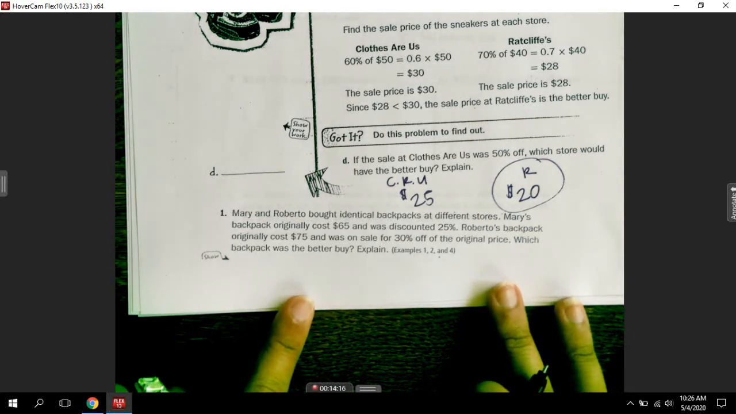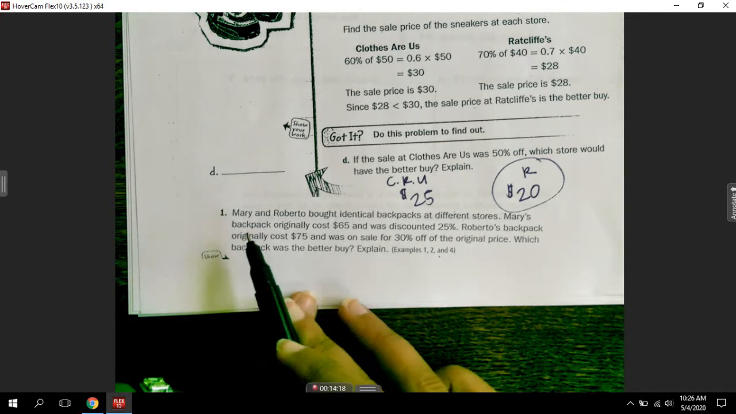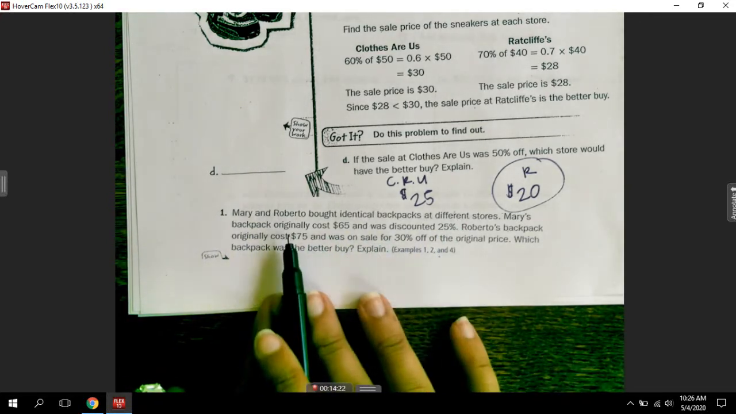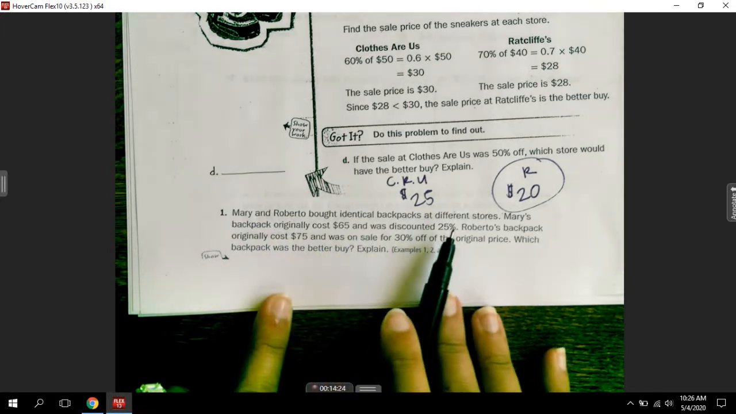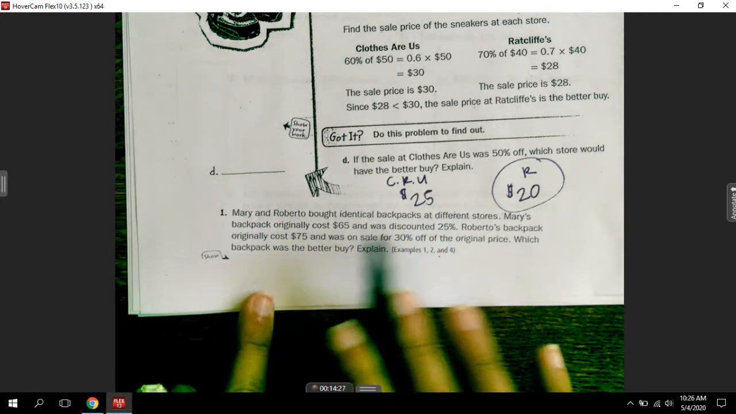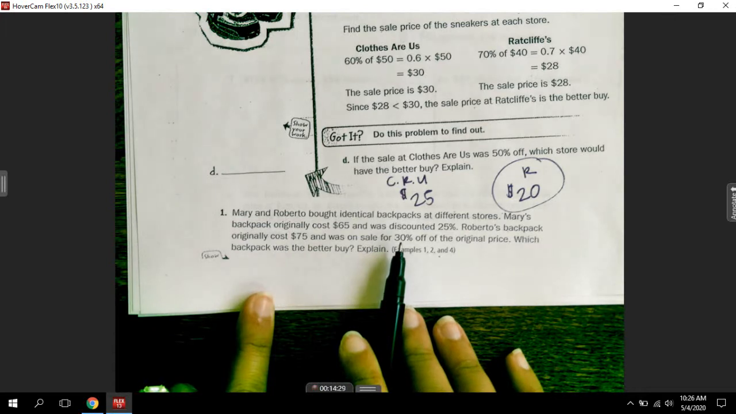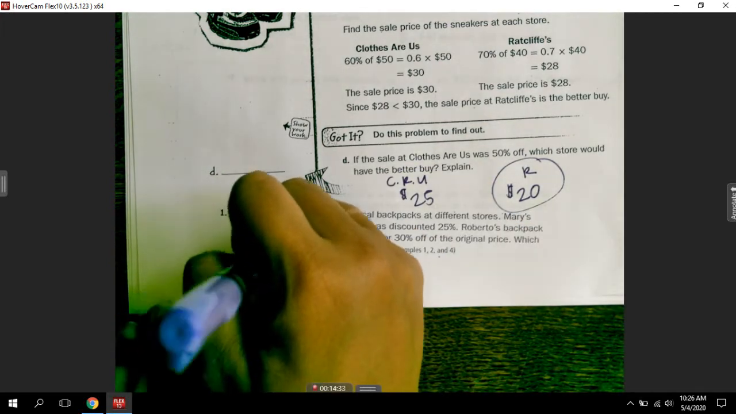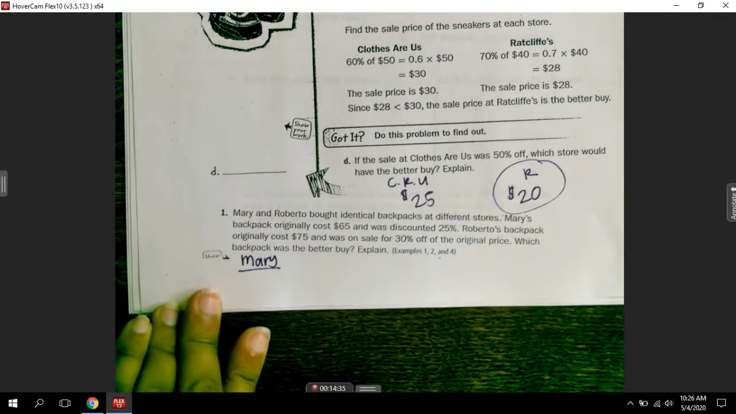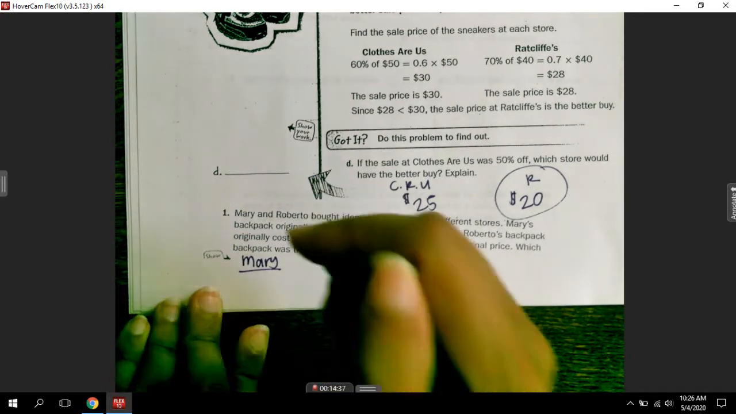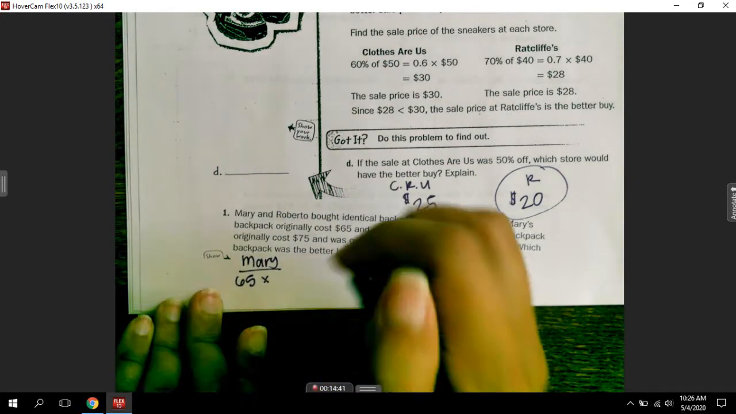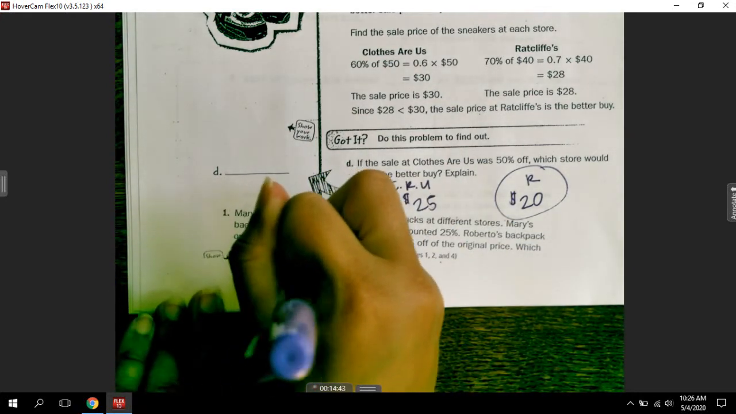That's crazy. Okay. Anyways. Mary and Roberto bought identical backpacks at different stores. Mary's backpack originally cost $65 and was discounted 25%. Roberto's was $75 and it was 30% off. So which is the better buy? So let's look at Mary's first. So let's see. It was $65. So 65 times the percent off. So 65 times 25%. Let's see what that is.